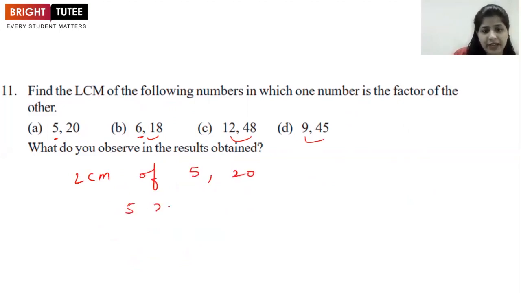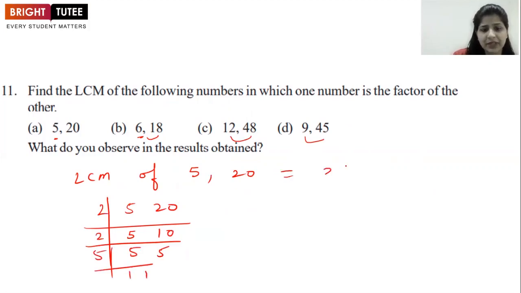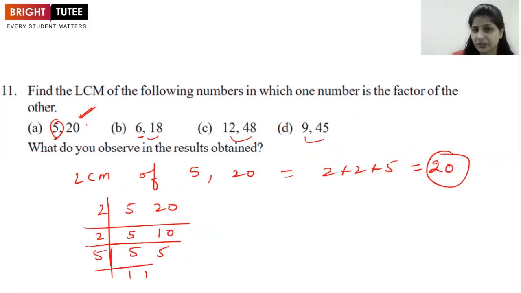So 5 and 20. We'll start with 2, 5 as it is, 10. Then again with 2, so you get 5 and then 5. Do you see what is the LCM? 2 into 2 into 5, it is 4 into 5, that is 20. So it is coming that number only of which this is a factor. 5 is a factor of 20 and the LCM is also 20.